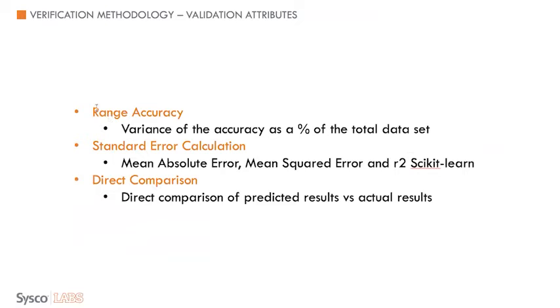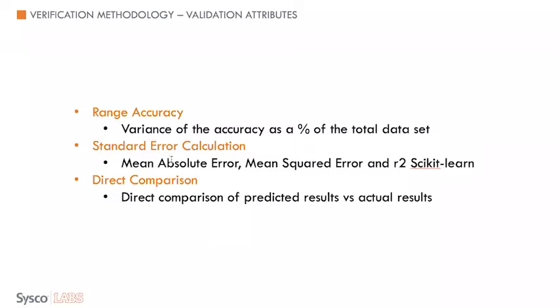We compared range accuracies, standard error calculations, and direct comparisons. So what is range accuracy? Basically we calculate the accuracy rate of our final output comparatively, as a variance. In the next slide, I will get into details there.